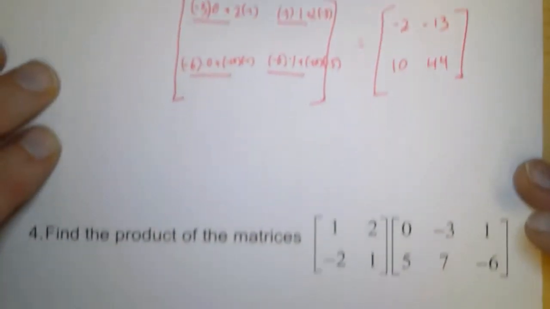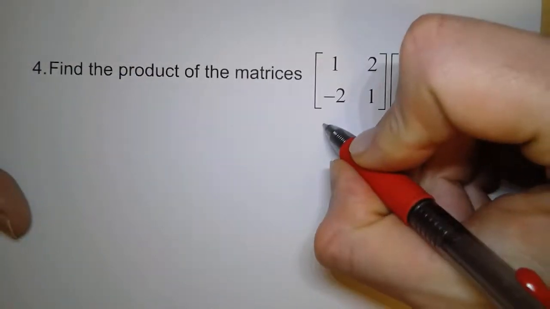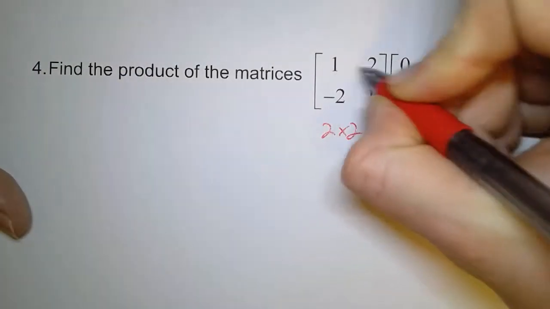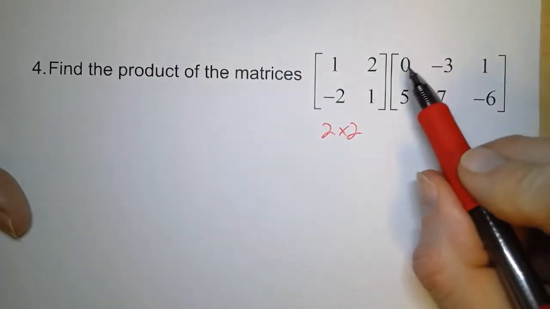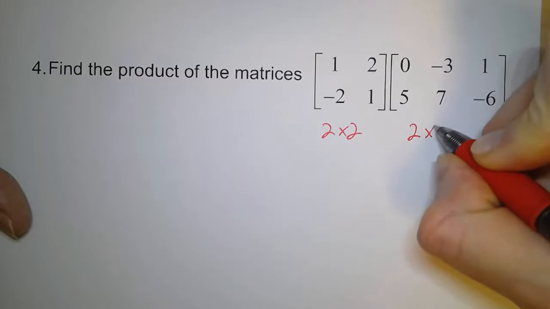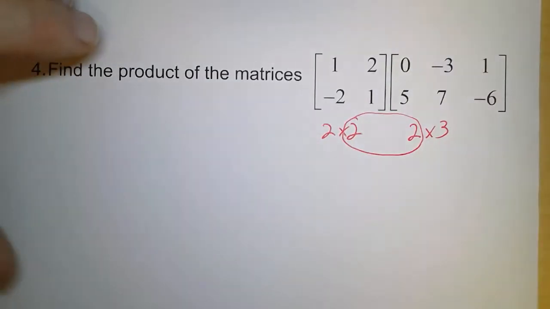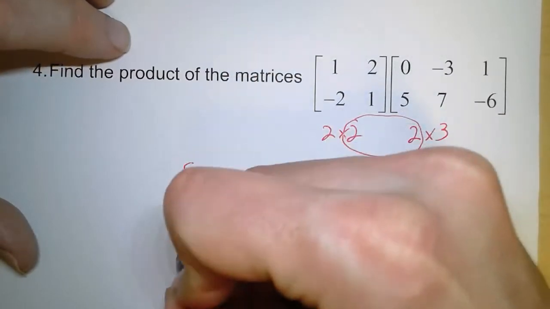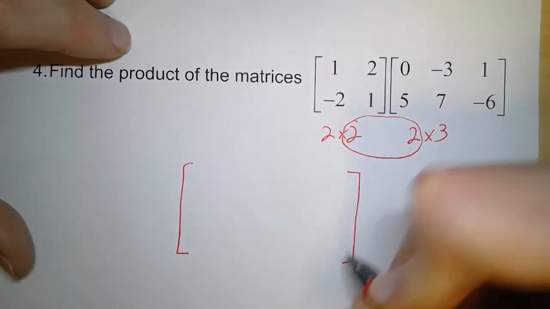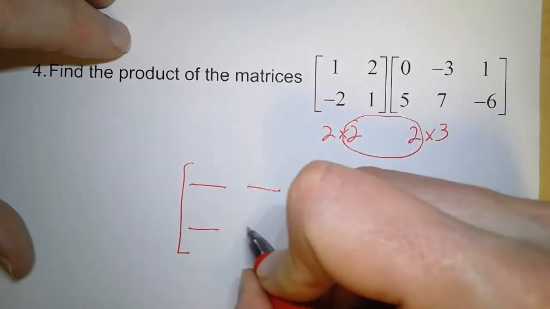All right. For number 4, here we have two matrices of different order. This is a 2 by 2. I have 2 rows, 2 columns. Then I have 2 rows and 3 columns. Now, thankfully, the two inner numbers, they match. But I'm going to end up with a 2 by 3. So 1, 2, 3. 1, 2, 3.